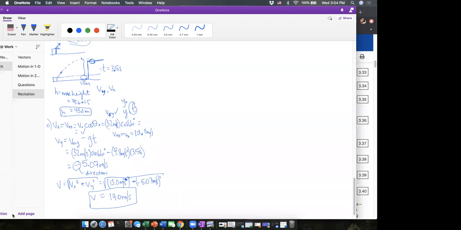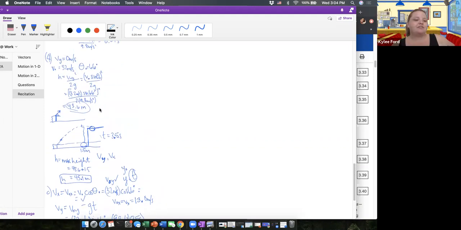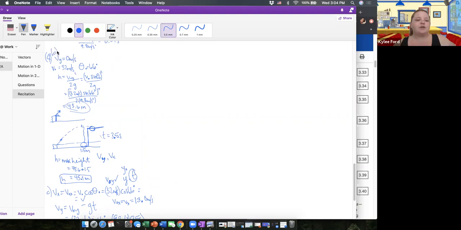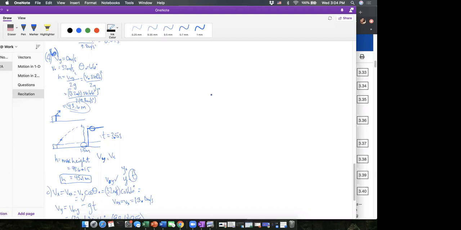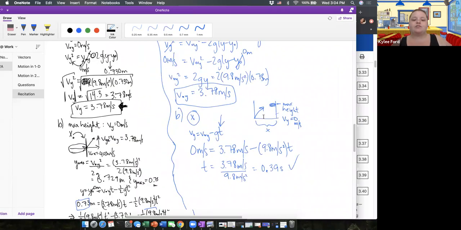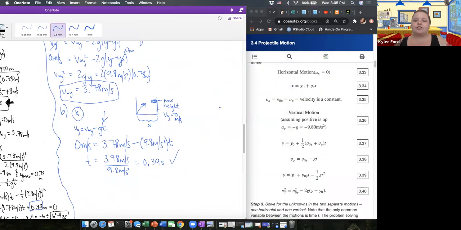Okay, you can go back. Wait, is that just C? That's C right here. This was B, I believe. Yeah, this is part B. I didn't do A. All right, I'm good then. So moving back up here. Now we have our time, which is important. Now we can simply solve for that x value, so we're just going to solve for that horizontal position.